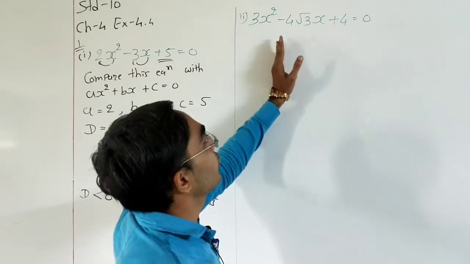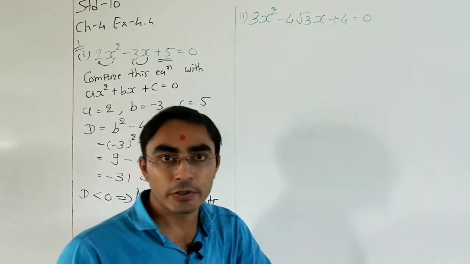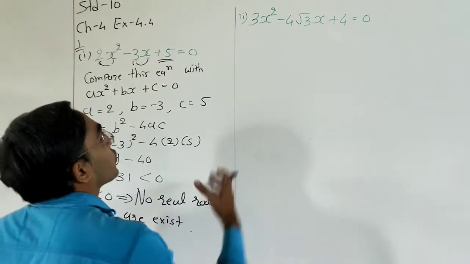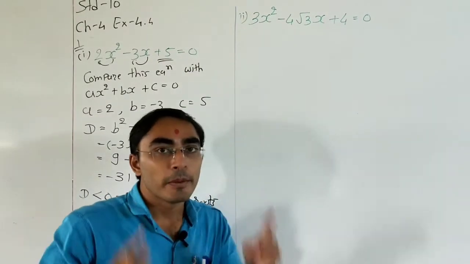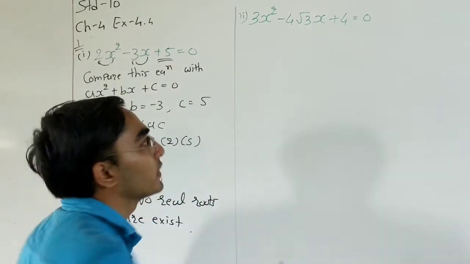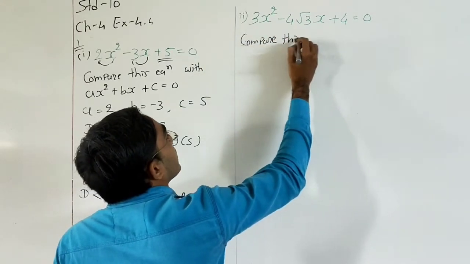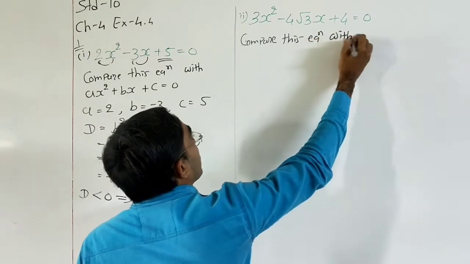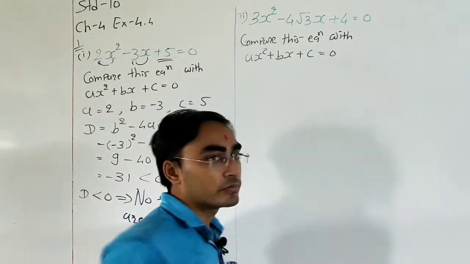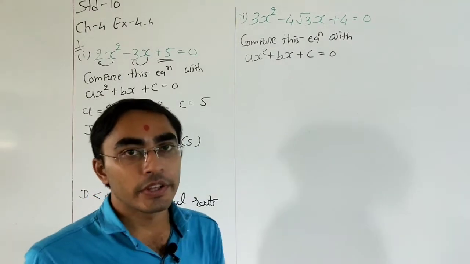3x square minus 4 under root 3x plus 4 is equal to 0. We need to find the nature of the roots. So what we need to do? Discriminant D, right? Compare this equation with the standard form ax square plus bx plus c is equal to 0, because we want the values of a, b and c. Now we can find the values of a, b and c.